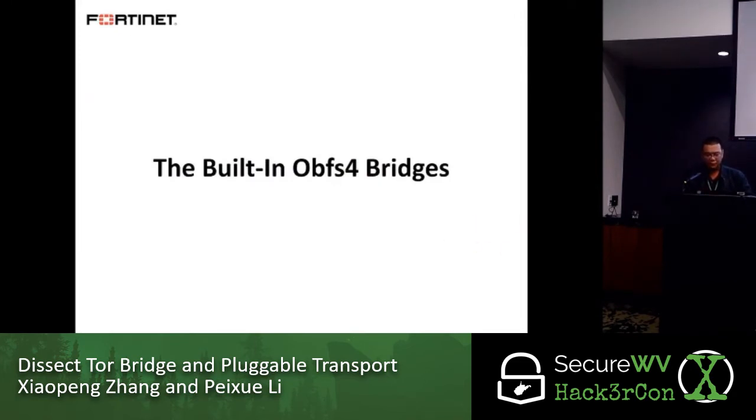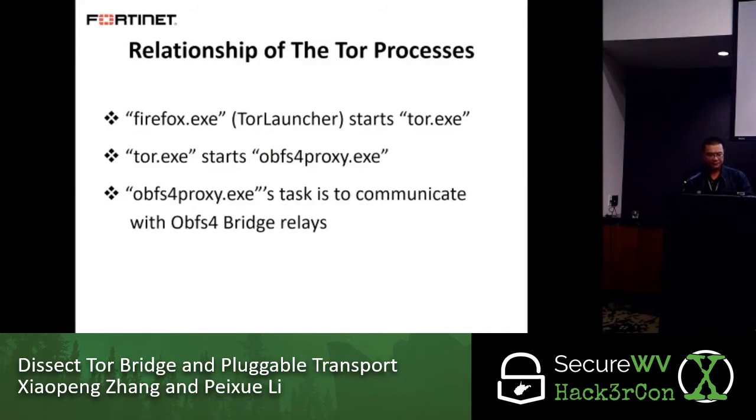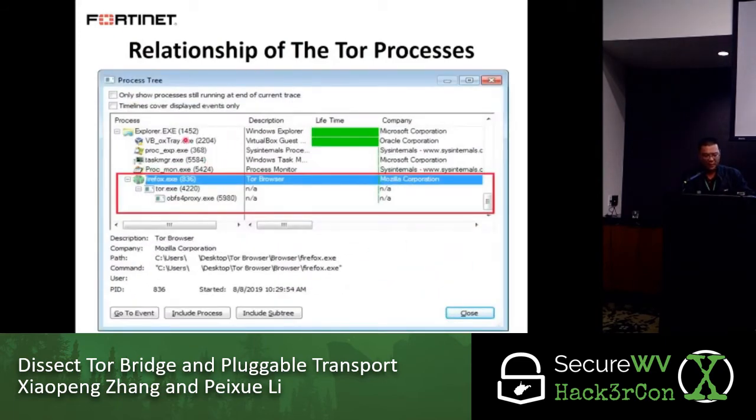In this part, I will show you how I found the built-in OBFS4 bridges using reverse engineering. When Tor Browser starts with OBFS4 bridge enabled, the Tor Launcher that runs in Firefox starts Tor.exe, which is a Tor client. Later, the bridge client process named OBFS4Proxy.exe is started by Tor, which will be in charge of connecting with the OBFS4 bridge relay. On this screenshot, this is a process tree. You can clearly see the relationship of the 3 processes.